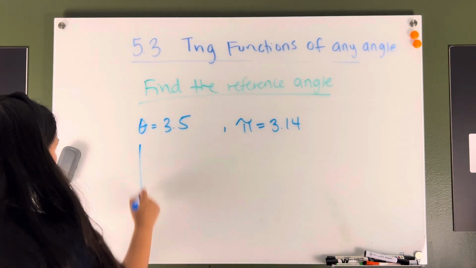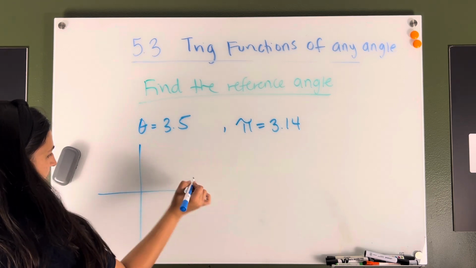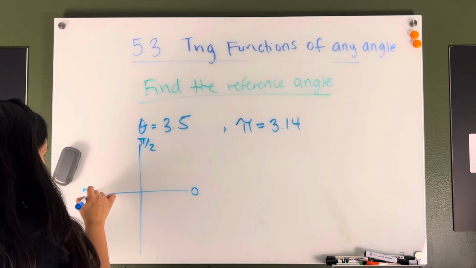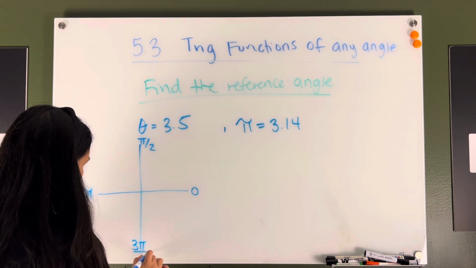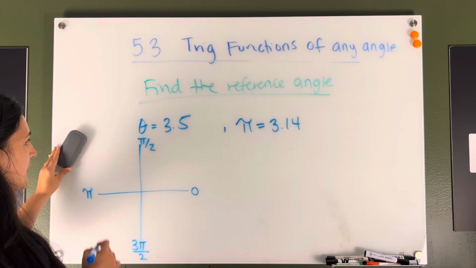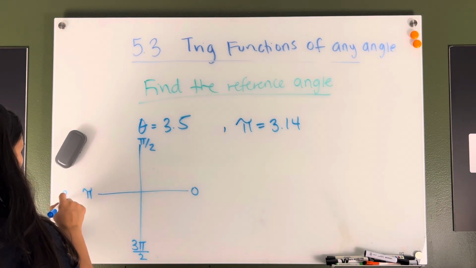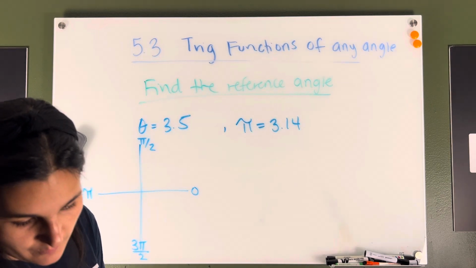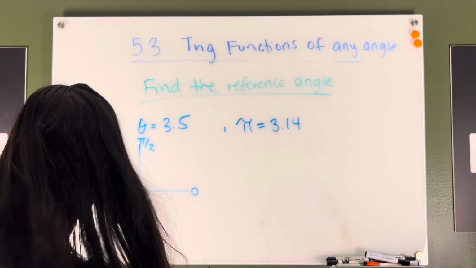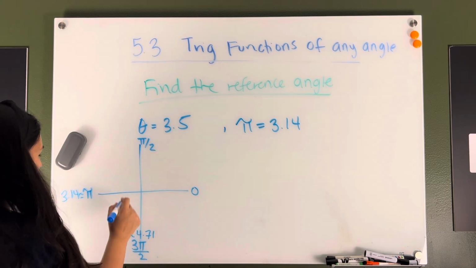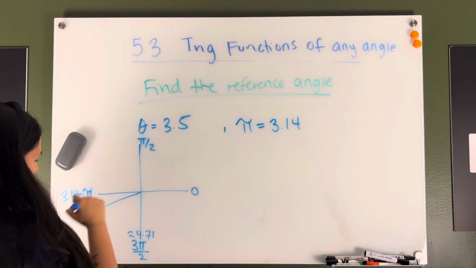okay, if we were to draw the unit circle, we know that we have 0 here, pi over 2 in radians, here would be pi and 3 pi over 2, right? So 3.5, so since pi is 3.14 approximately, 3 pi over 2, you would have to do the math, but 3 pi over 2 is approximately 4.71. So that means that 3.5 is indeed in the third quadrant, okay?